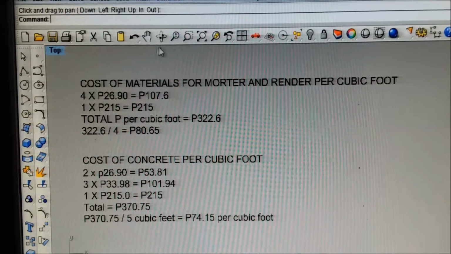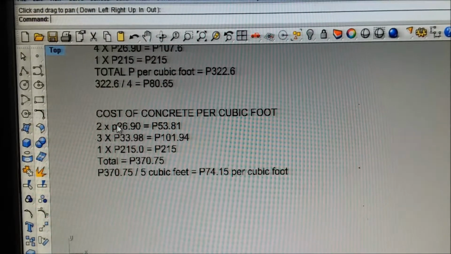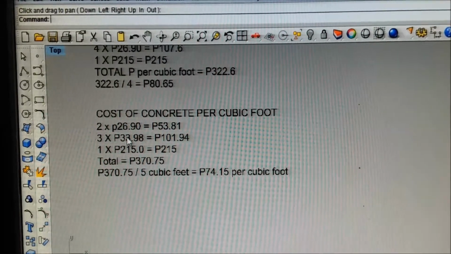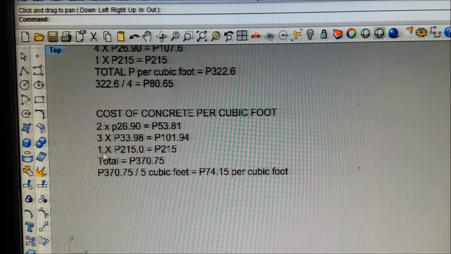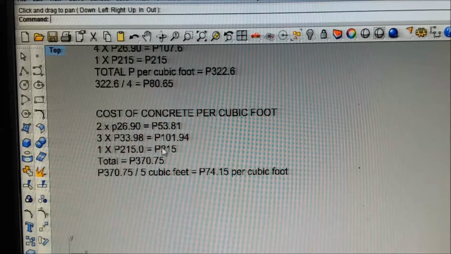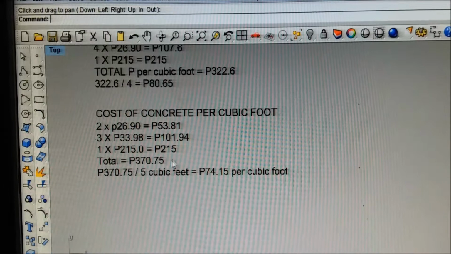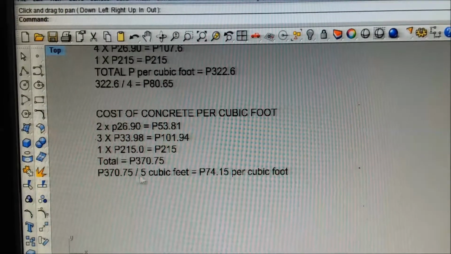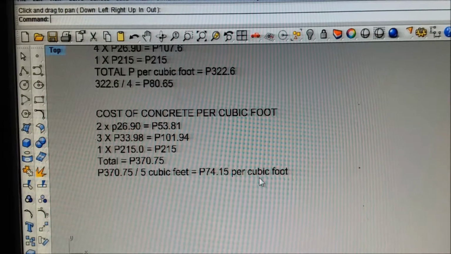Now we're going to do concrete. This will make sense in a short while. 2 times the 26.90, that's 2 times our sand. 3 times our gravel price of 33.98, that's 101.94. And 1 bag of cement, same price as above. Total is 370.75 pesos for basically 5 cubic feet. So we take the 370.75 divided by 5, we come out to 74.15 per cubic foot.